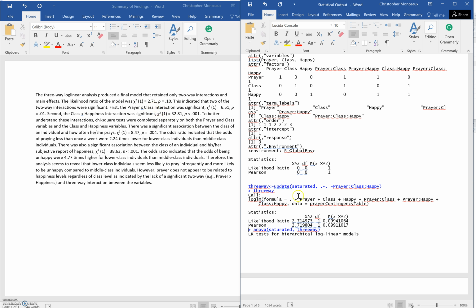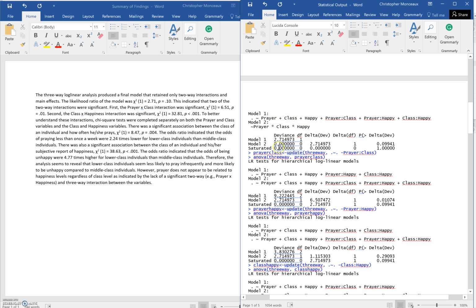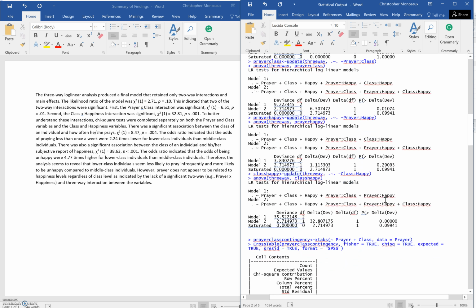The prayer by class interaction was significant, which we can see from here, and this is where the information here comes from. We see the change was 6.51 with the change of degrees of freedom of 1, and then a p-value of 0.01. And then the second one that came up significant, class by happiness. That information was drawn from here.